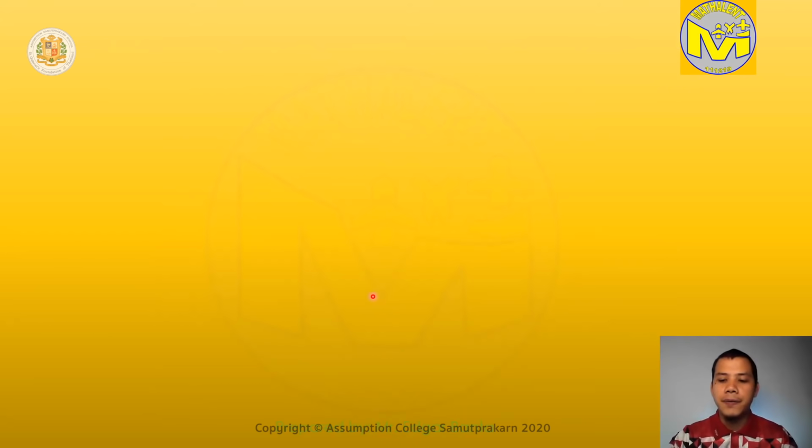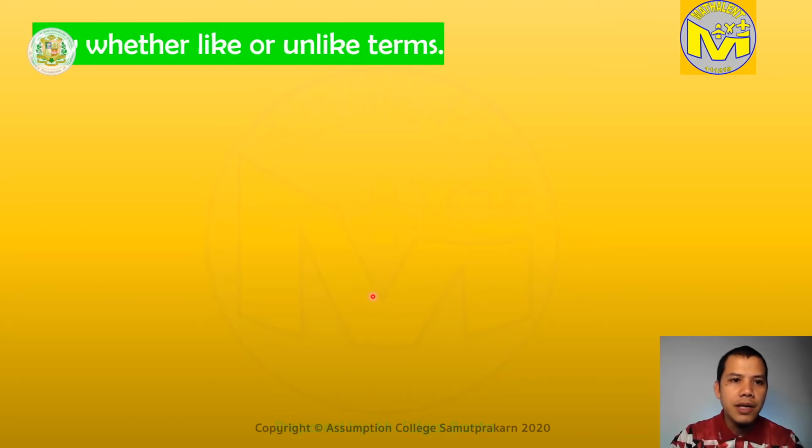Good. Now, those are like and unlike terms. If you cannot follow, you can just click back and review. You can always replay this video. Now let's go. Say whether like or unlike terms.